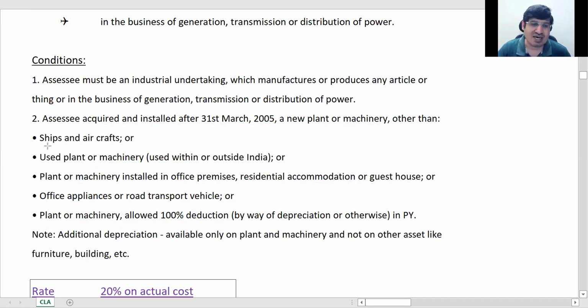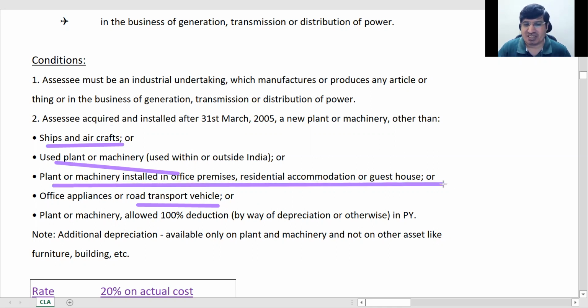समझ में आ गया क्या क्या है? Ships and aircrafts या कोई भी road transport vehicle. Ships, aircraft, road transport vehicle. Okay, second hand नहीं मिलेगा, not for second hand. Okay, plant and machinery installed in office premises, residential accommodation, guest house. Okay, office appliances, any office things you won't get. Okay, it is for manufacturing.